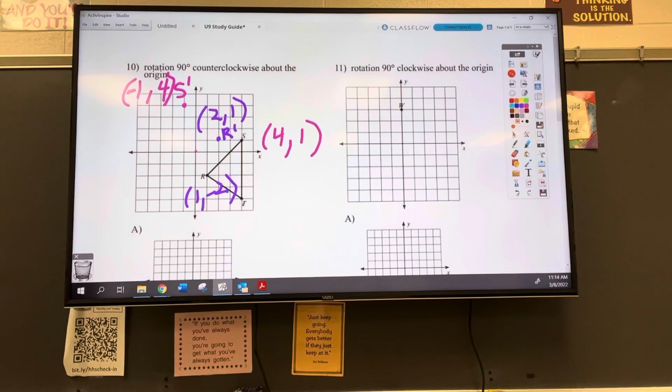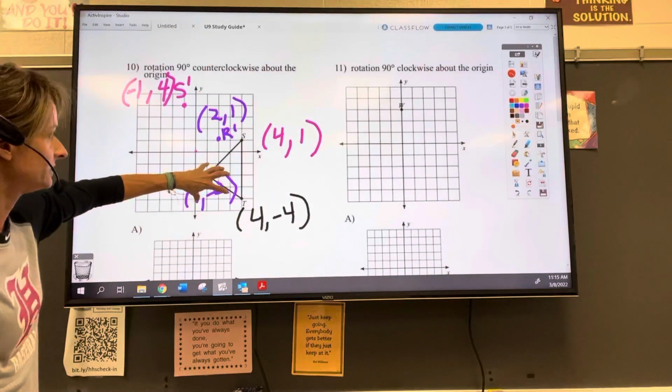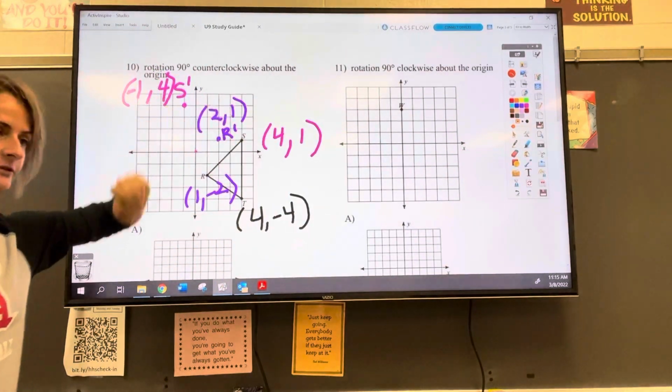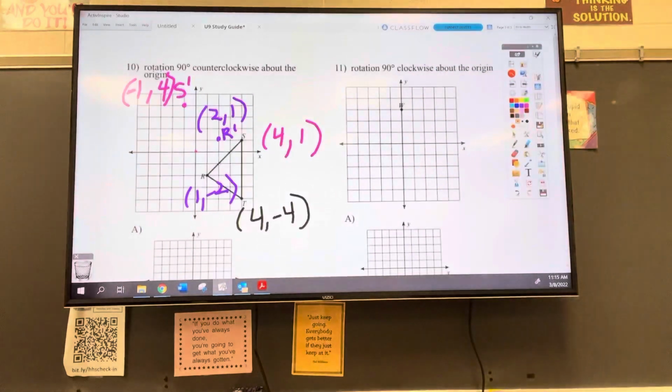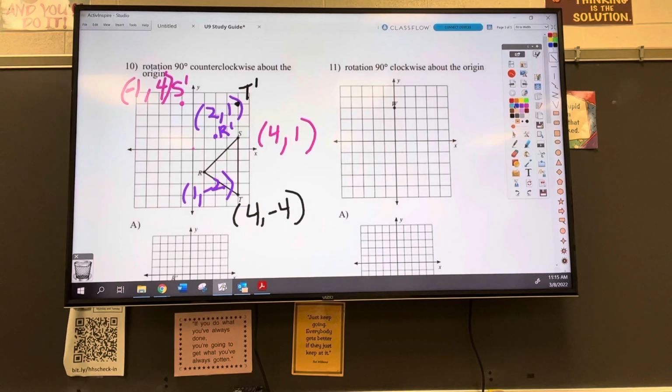Last one, T. T is currently at 4, -4. Those numbers are going to switch places, and the 4s switching will just stay 4s. However, we're going to quadrant 1, so they're both going to be positive. 1, 2, 3, 4. 1, 2, 3, 4. What's the letter again? T. So now I just have to, it's kind of messy. Now I just have to find all my primes and connect them. I'll use this light blue color.